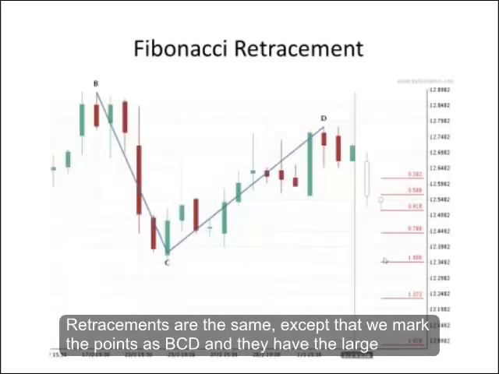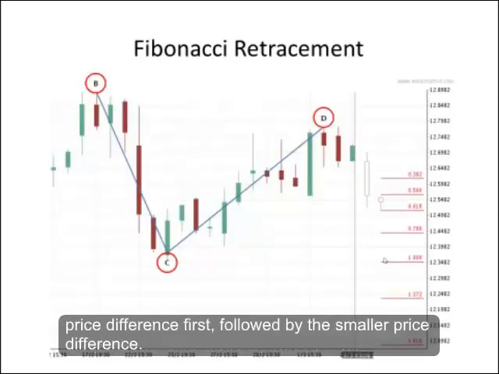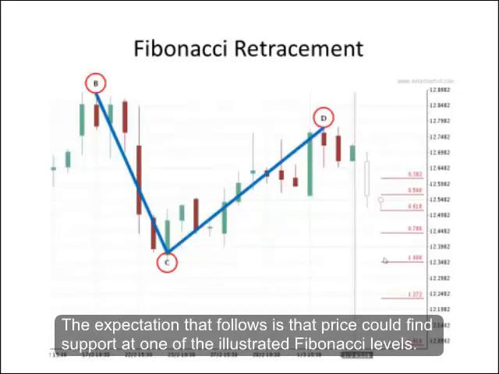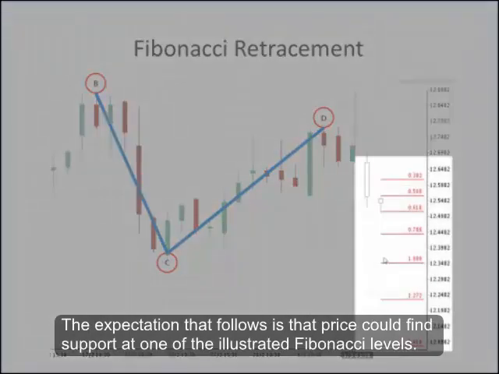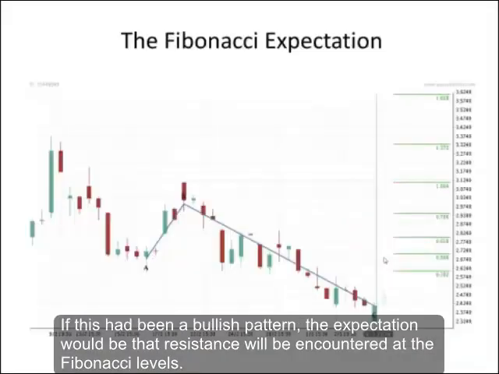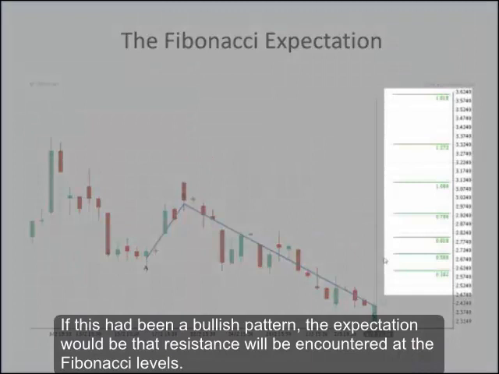Retracements are the same, except that we mark the points as B, C, and D, and they have the large price difference first, followed by the smaller price difference. The expectation that follows is that the price could find support at one of the illustrated Fibonacci levels. If this had been a bullish pattern, the expectation would be that resistance will be encountered at the Fibonacci levels.